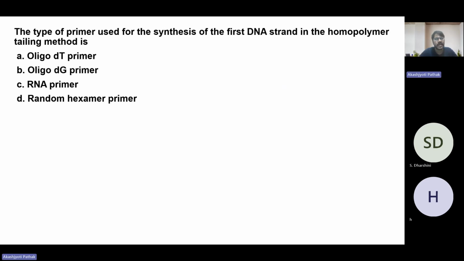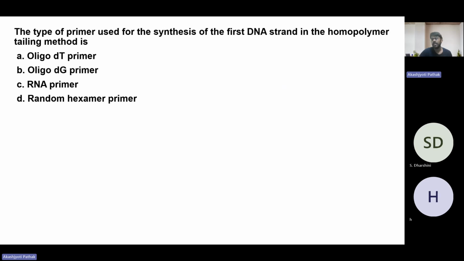So now this is again the same question: the type of primer used for the synthesis of first DNA strand in the homopolymer tailing method. For the synthesis of first DNA strand, what type of primer will be required? Answer quickly. So your mRNA has this poly A tail. So what type of primer will be required? A base pairs with T. So that is why oligo dT primer will be required.